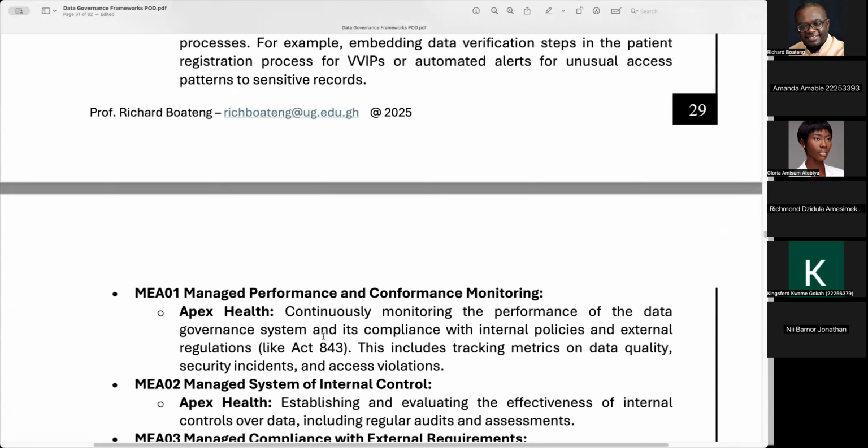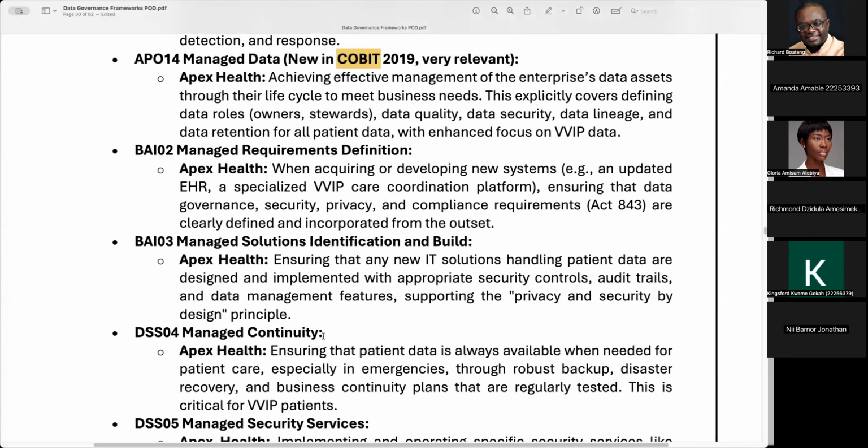BAI 03, Managed Solutions Identification and Build, then ensures that when these new solutions are designed and implemented, they include the necessary built-in controls, audit trails, data management features, and security capabilities required for handling sensitive data appropriately.